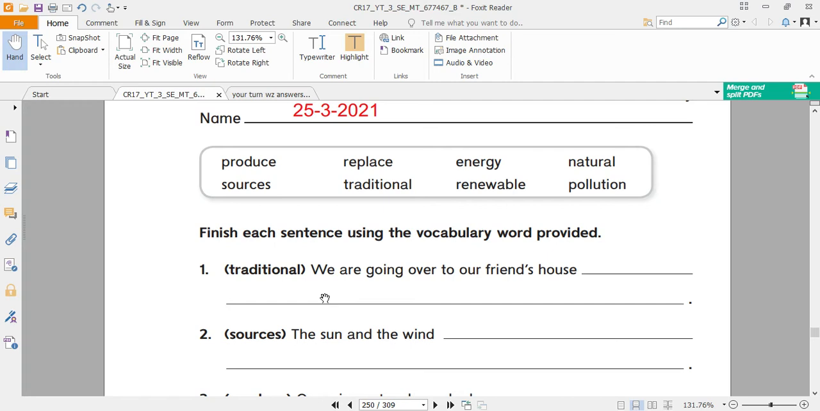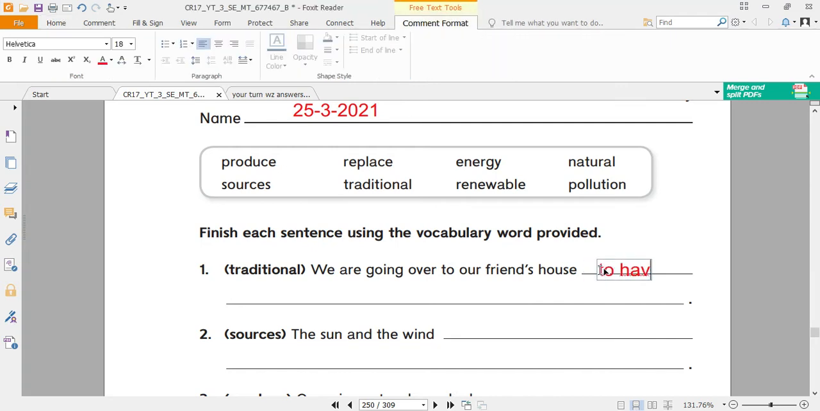Number 1, we have to finish our sentence using the word traditional. We are going over to our friend's house. So how can I finish this sentence? Yes, we can say to have some traditional food with his family. To have some traditional food or dinner, and food with his family.